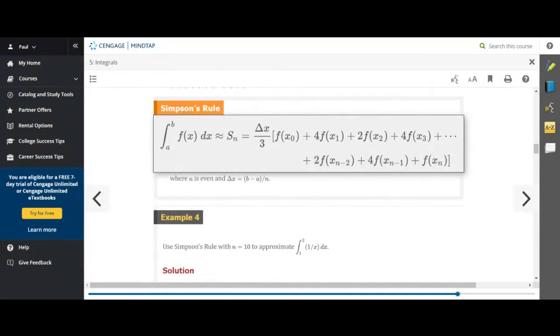And n actually has to be even, by the way, for Simpson's rule. You have to have an even number of subintervals. I want to be careful about that. Yes, that's right. Wait, hold on. N has to be even. One moment on this. Yeah, n has to be even, so that means you should have, I'm just looking here.